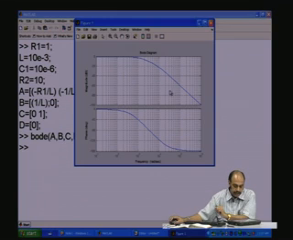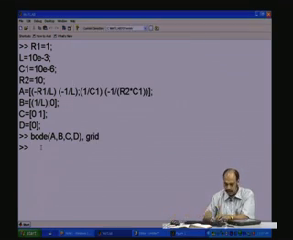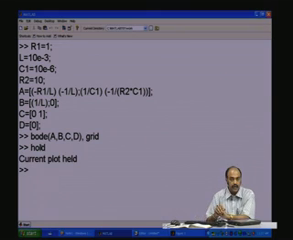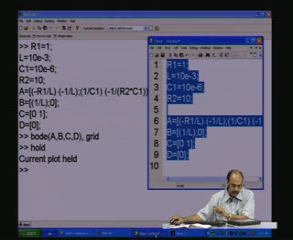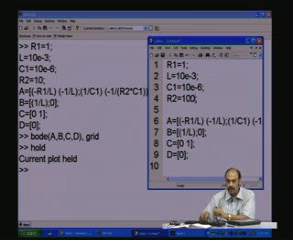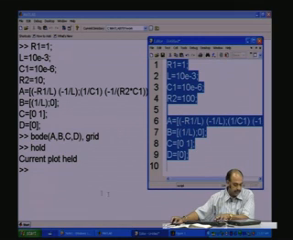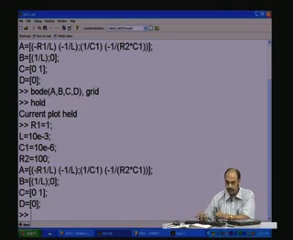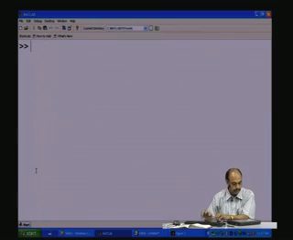Let us now freeze this plot, let us hold the plot, and let us change the parameters back again here. Let me make the R2 as 100 ohms instead of 10 ohms. Let us copy that, paste it in MATLAB to get the new model, and then again see the Bode plot. Bode A, B, C, D and grid. I want to look at the grid.